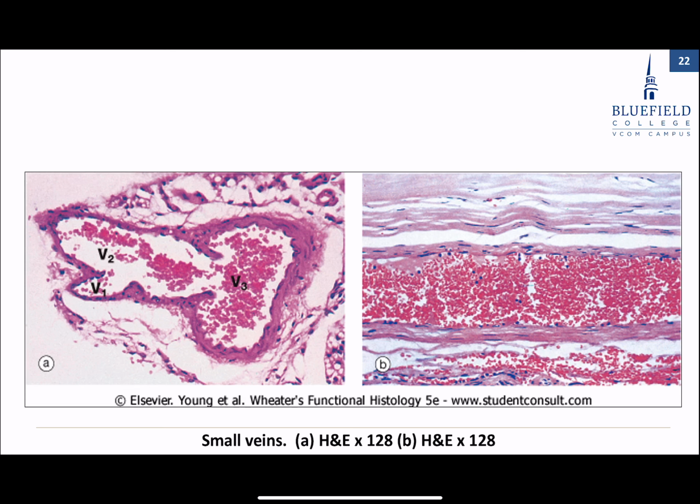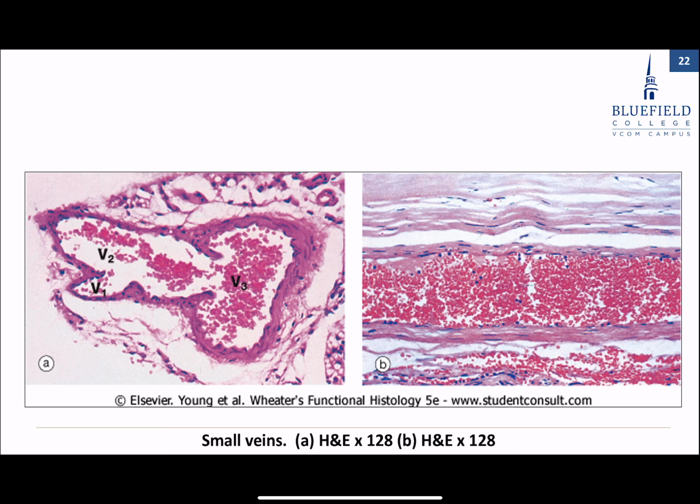And a lot of times arteries and veins run next to each other. It's very obvious which one's the artery. It's got a thick wall. Very obvious which one is the vein. It's got a thin wall to it. And the vein typically has a larger lumen to it than that artery is going to have. And we're going to see that time and time again when we get into the lab.